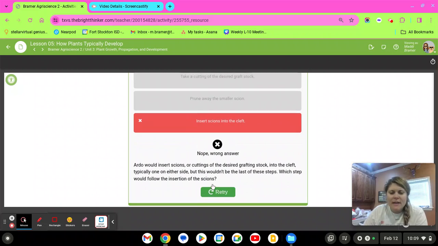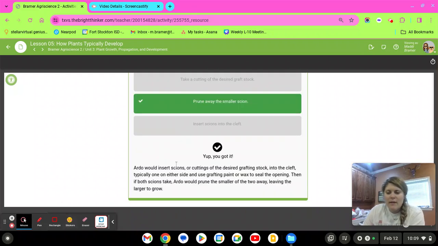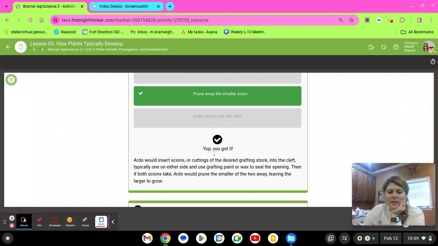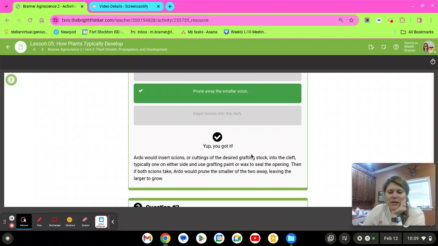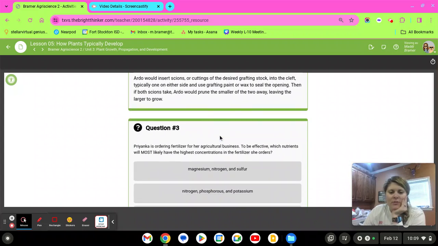After they insert it into the cleft, they actually prune away the smaller scion. They insert the scions or cuttings of the desired grafting stalk into the cleft. Then if both scions take, Ardo would prune the smaller of the two away, leaving the larger to grow.